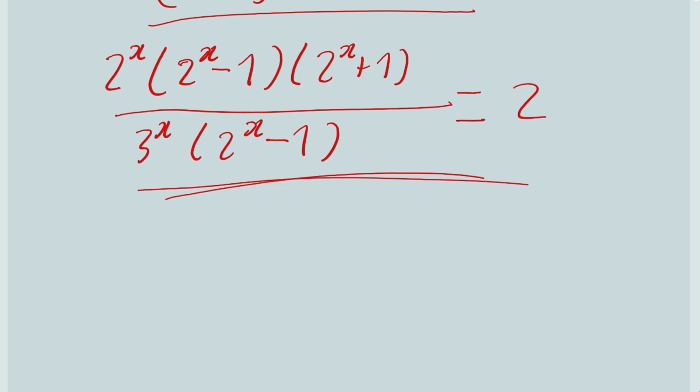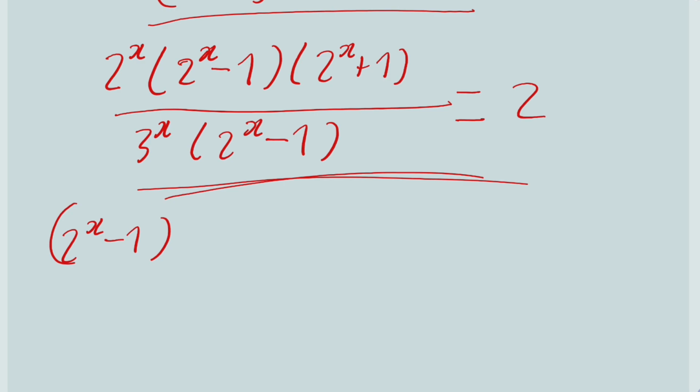Now, if we look at this equation very well, we're dealing now with potential extraneous solutions. We see that 2 to the power x minus 1 is a term on both the top and the bottom, which is great because we can cancel them. However, we must first be sure that this term is not equal to 0, as division by 0 is undefined. So let's check what happens if 2 to the power x minus 1 is equal to 0.